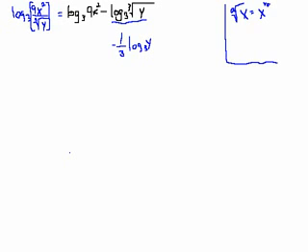And for the first part, we can actually do 2 steps in one. We can say log base 3 of 9, and then plus 2 log base 3 of x. So the 2 comes down.